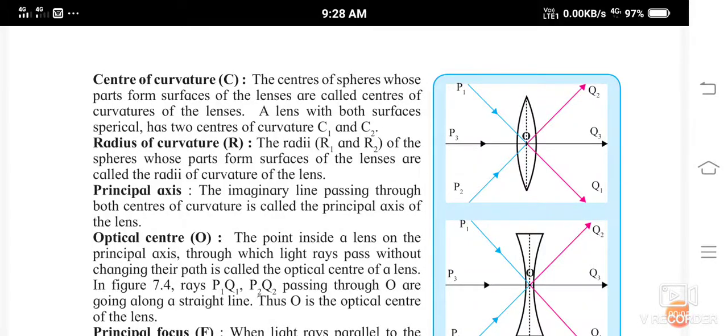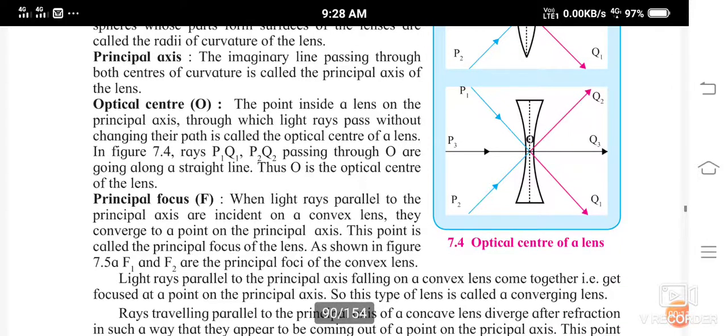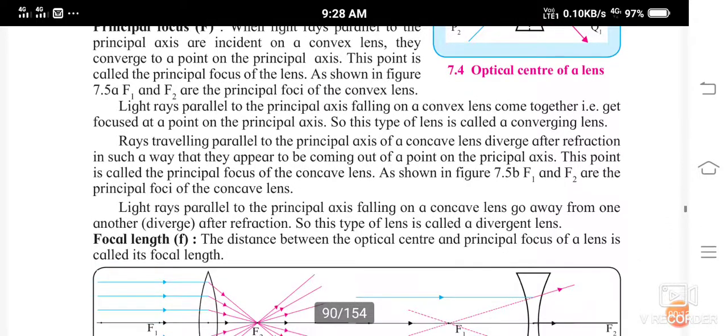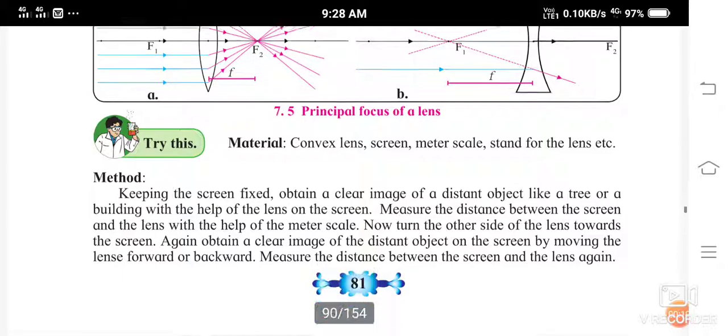Students, in the last video, we studied the center of curvature, radius of curvature, principal axis, optical center, principal focus, and focal length of the lens. Now, try this.